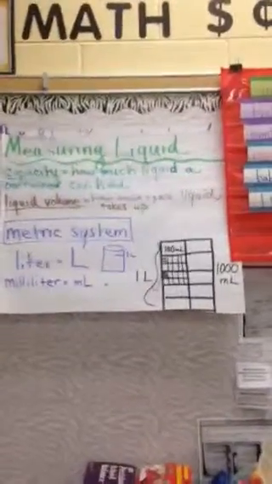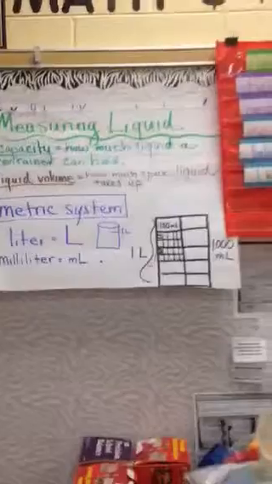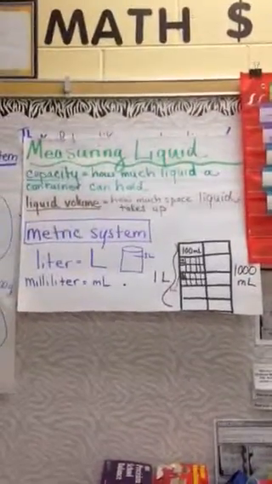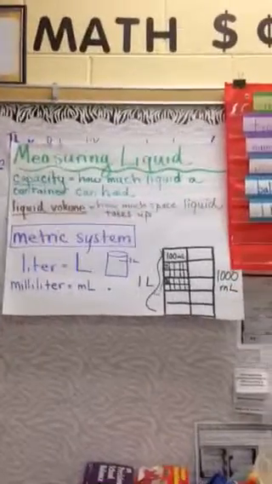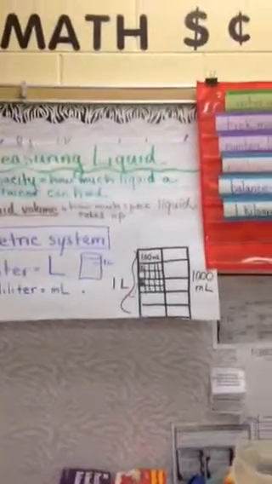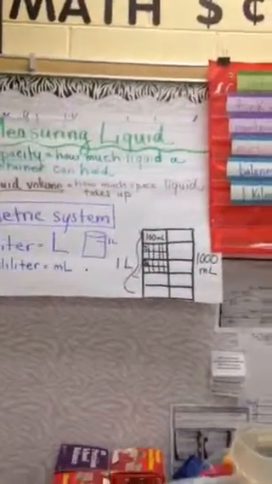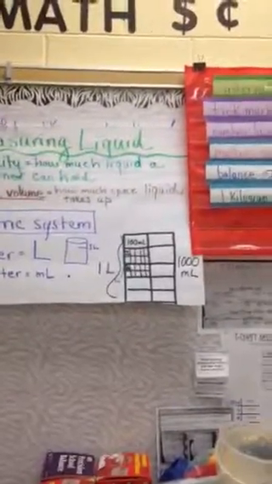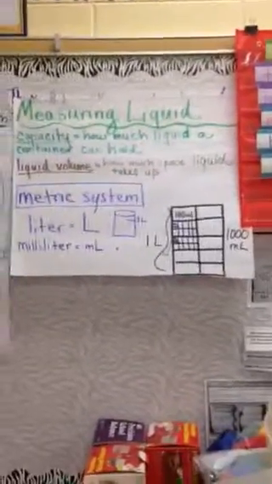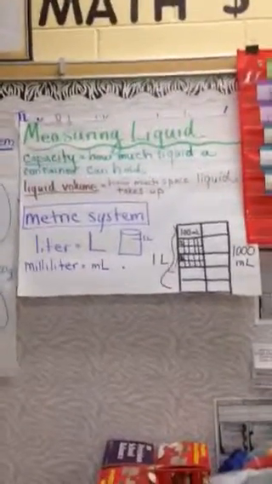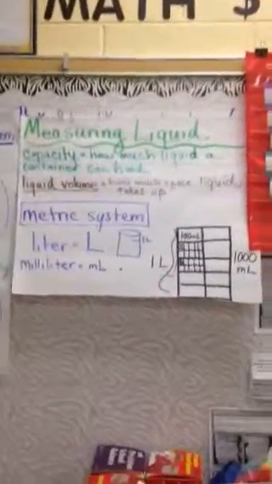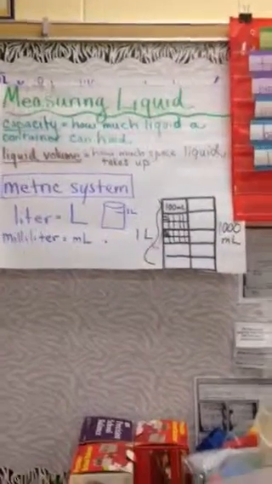If you use the customary system, which is something that most of us are familiar with when we are thinking about cooking, for example, we use gallons, which is the biggest, quarts, pints, cups, and finally ounces. We use a lot of that in cooking, but in math, in science, and most of the rest of the world, they use liters and milliliters.